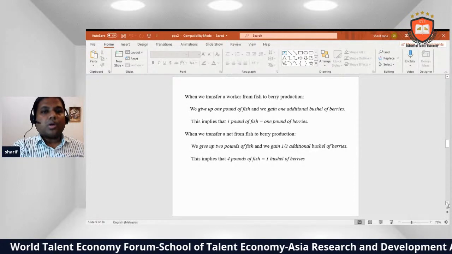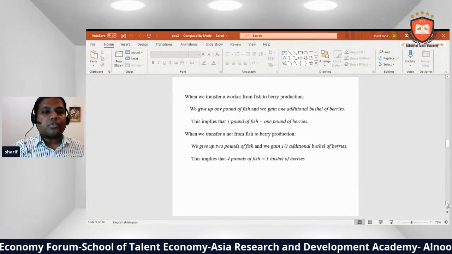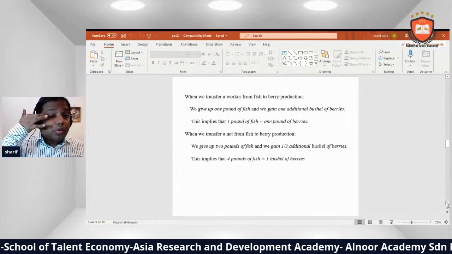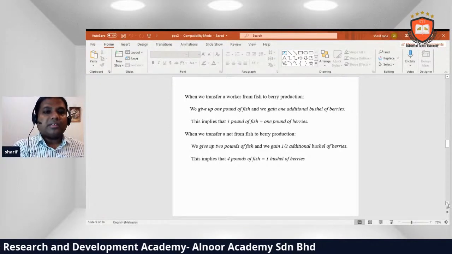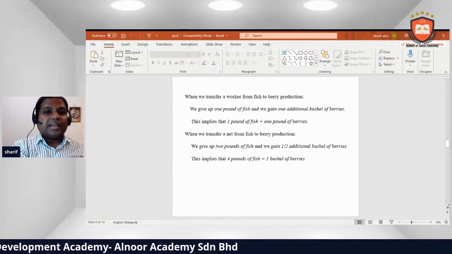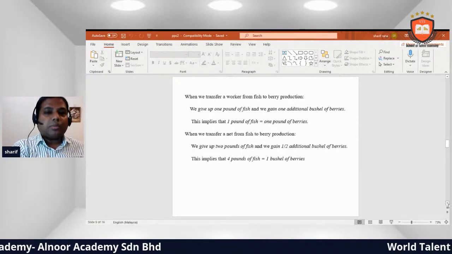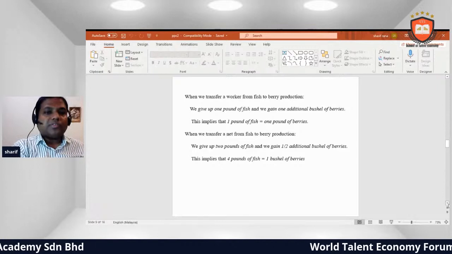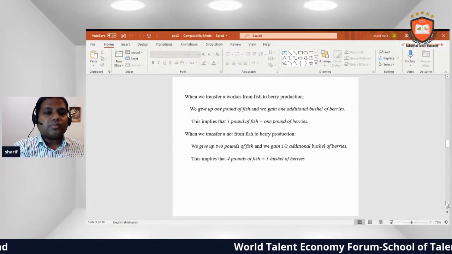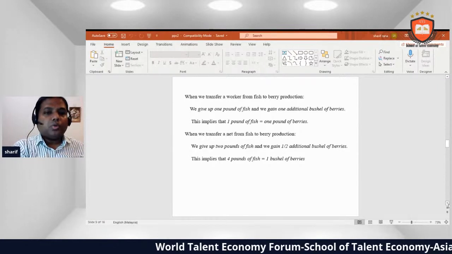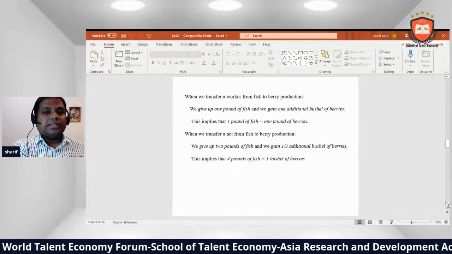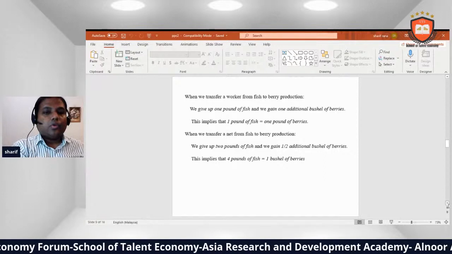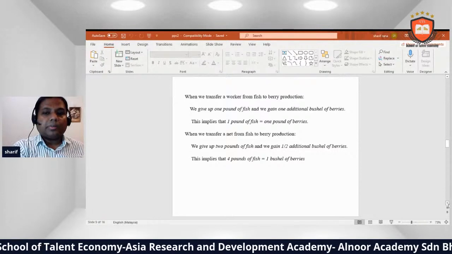When we transfer a worker from fish to berry production, we give up 1 pound of fish and we gain 1 additional bushel of berries. This implies that 1 pound of fish equals 1 bushel of berries. When we transfer a net from fish to berry production, we give up 2 pounds of fish and we gain half an additional bushel of berries. This implies that 4 pounds of fish equals 1 bushel of berries.